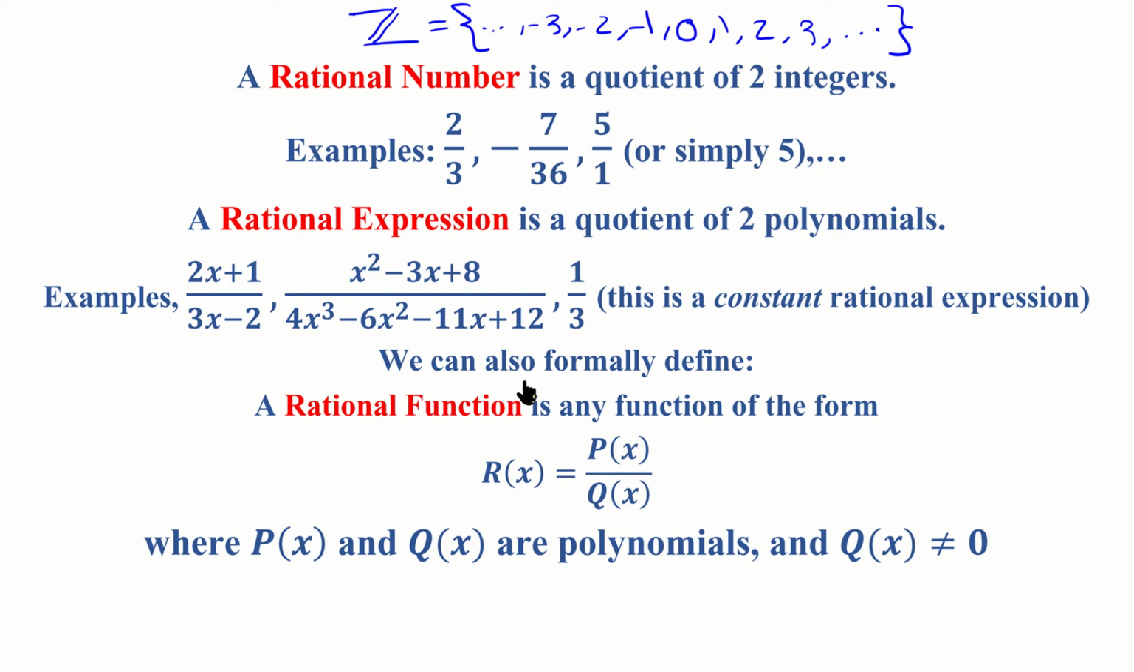So as far as introducing rational expressions as a function, we can just define them in this way. We can say a rational function is any function of the form r of x equals p of x over q of x, where p of x and q of x are polynomials. And of course, we don't want the denominator to be 0. So we exclude from the domain of r any x value that would make q of x 0.